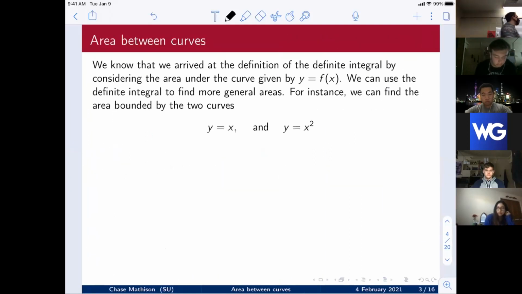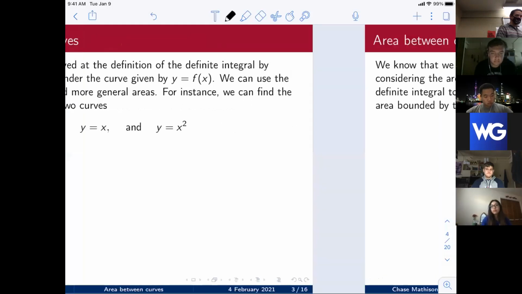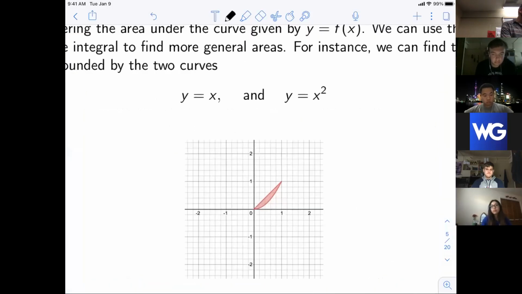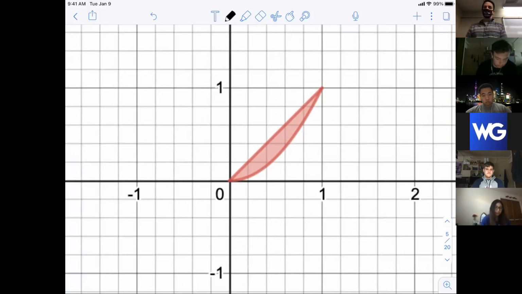You can use the definite integral to find more general areas than just the area underneath one curve, between that curve and the x-axis. We can actually find the area bounded by two curves. So for instance, we can find the area between the curves y equals x and y equals x squared. In other words, this area right here. And there's a couple of ways to do this. Let's discover who can think of one way to find the area between those two curves.